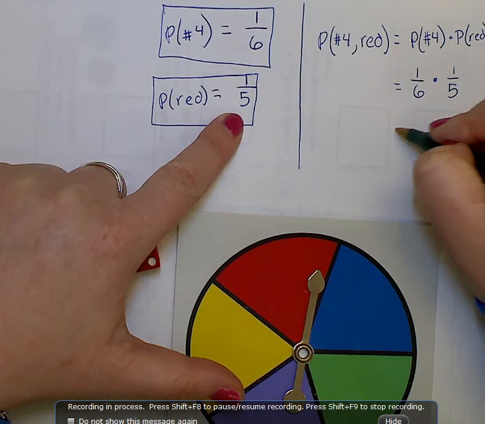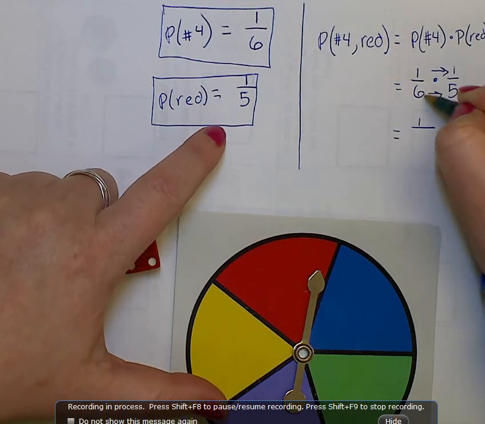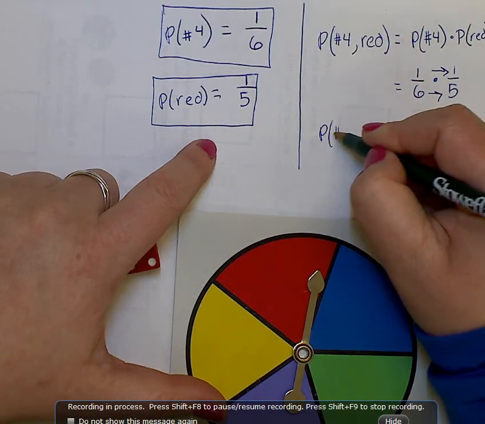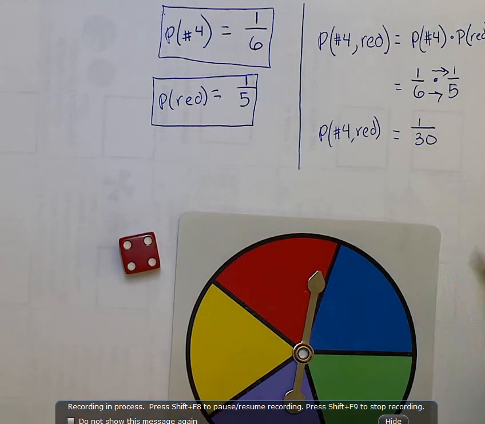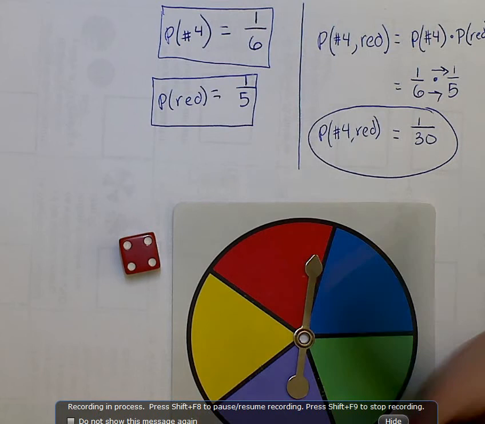Multiplying those fractions, we multiply across. 1 times 1 is 1. 6 times 5 is 30. Probability of getting the number 4 and red on the spinner is 1/30. For compound probability, we multiply.